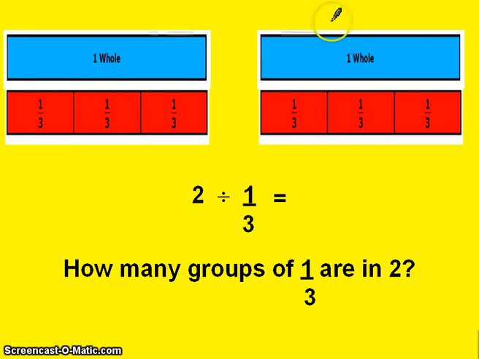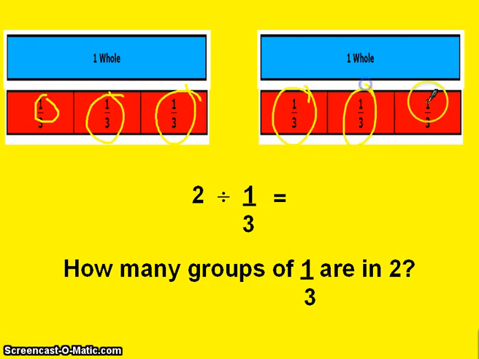Say I have 2 whole candy bars and I want to share those candy bars with some friends. So I'm going to split or divide those candy bars into thirds. I have the problem 2 divided by 1/3, which means I need to figure out how many groups of 1/3 are in 2 wholes. All I need to do is count how many 1/3s I see, and I see 1, 2, 3, 4, 5, and 6 groups of 1/3 in the 2 wholes.